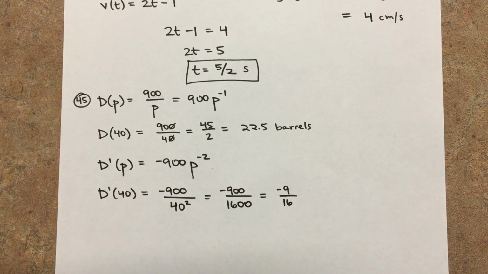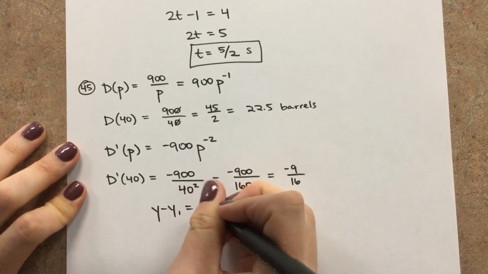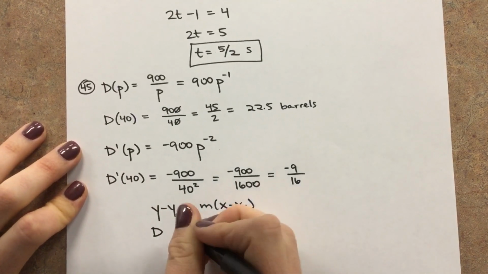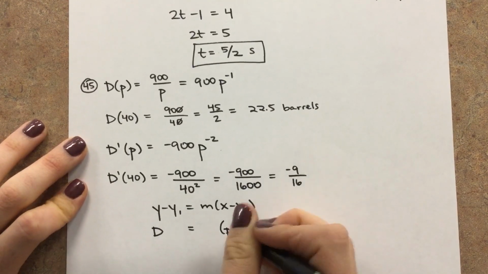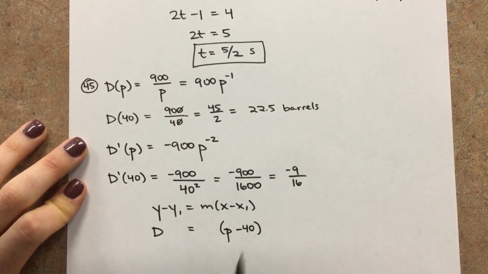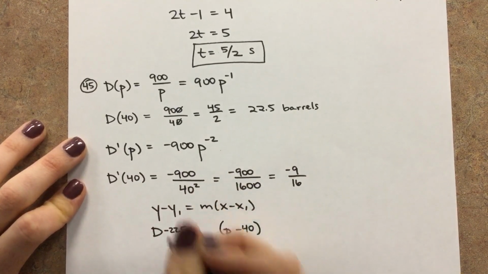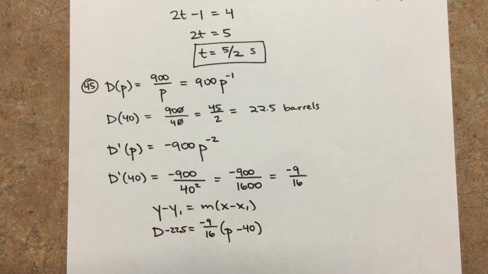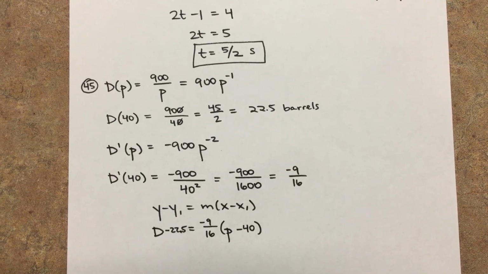That is how the demand is changing as the price changes, and we're going to use that to set up a tangent line. Normally it'd be y minus y1, but now the y's will be D's and the x's will be P's. The point of tangency we're using is 40. The actual value at 40 that we found up here was 22.5 barrels. And then m is the slope, which we just figured out was -9/16.